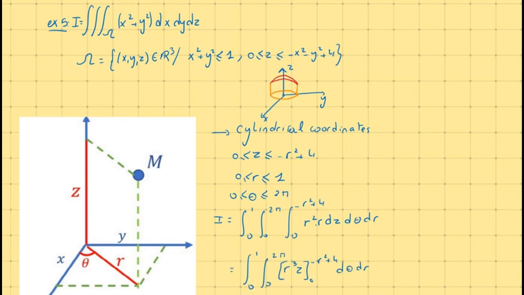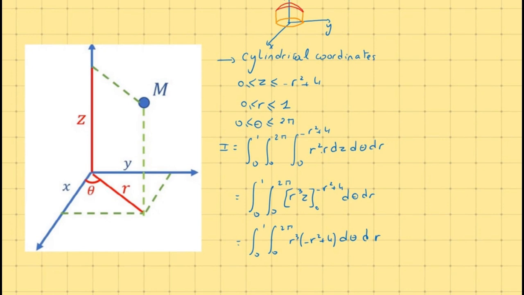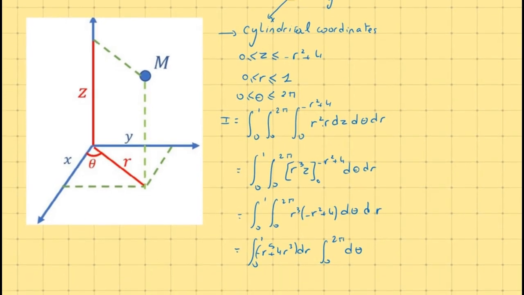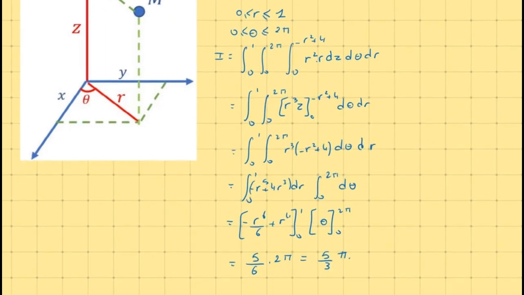So we just integrate, we get r³z between the two boundaries, we replace, and then we get a function that can be separated between 0 to 1 for dr and 0 to 2 pi for theta, and then doing a very simple calculation we can get to the result, which is 5 over 3 times pi. So these are the cases of triple integrals you might face.